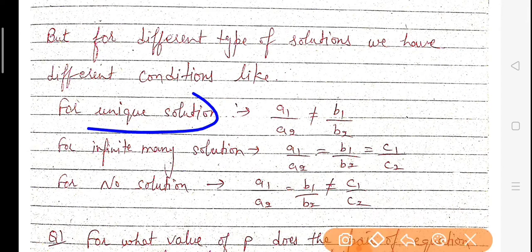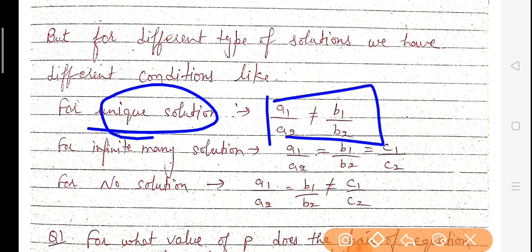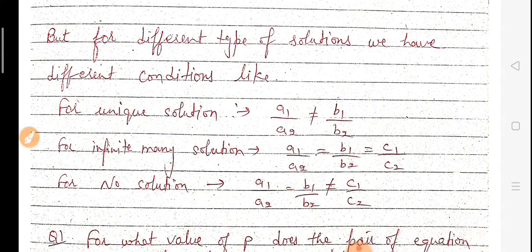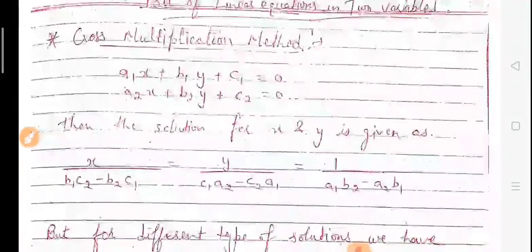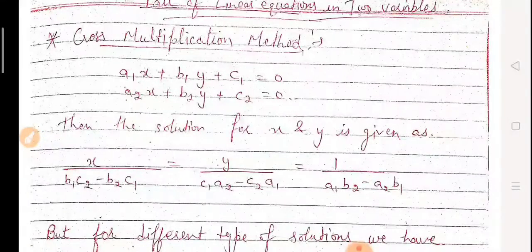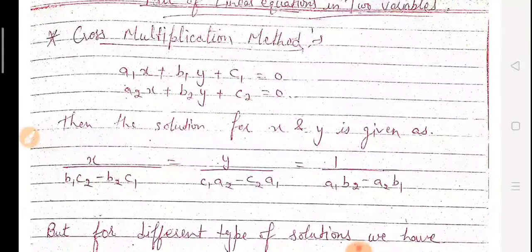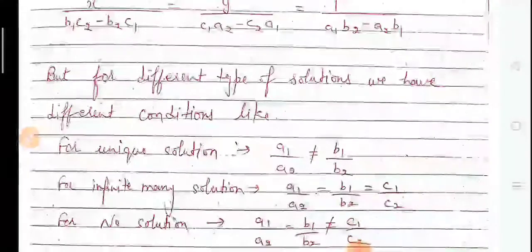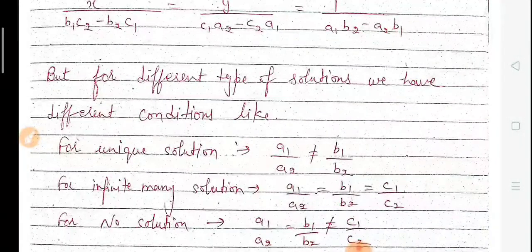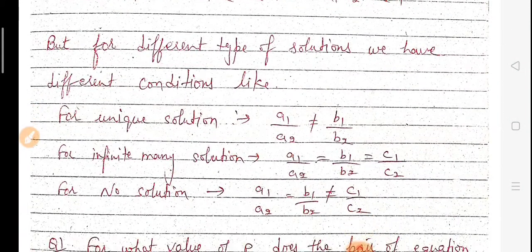For this unique solution, we have the condition that a1 by a2 is not equal to b1 by b2. It means the coefficients a1 by a2 in our linear equation are the coefficients of x, and b1 by b2 are the coefficients of y. These ratios of a1 a2 and b1 b2 are not equal. Thus we get a solution called a unique solution.